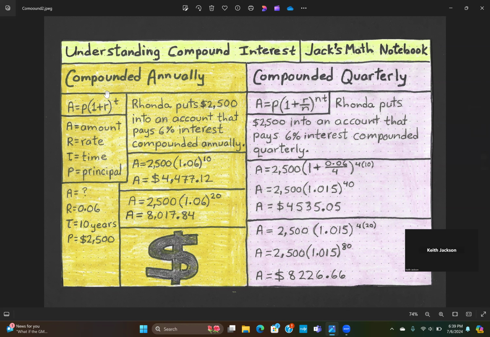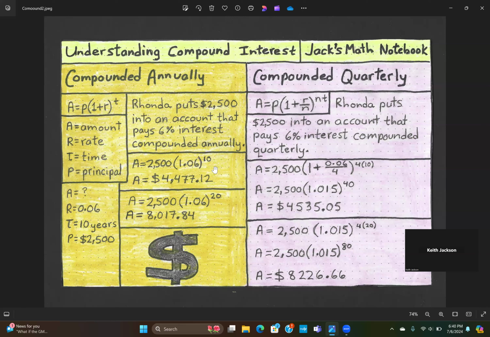We're going to use this formula: A is equal to P times the quantity of 1 plus R, raised to the T. If you remember, A equals amount, R equals rate, T equals time, and P equals principal. We're just going to plug in all this information. R is equal to 0.06, T is equal to 10 years, and P, the principal, is equal to $2,500.